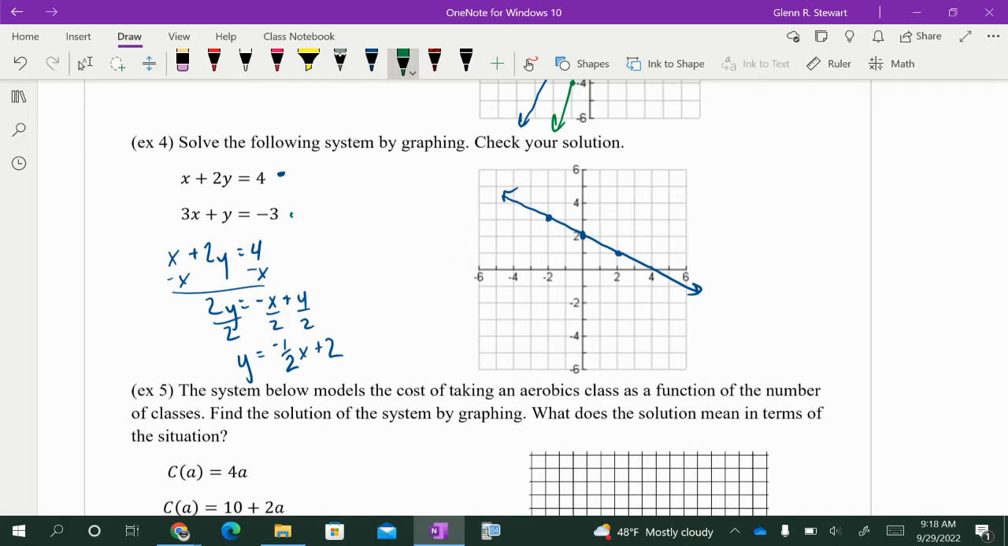And then my next one here, I'm just going to subtract 3x over to the other side. So I'll get y is equal to negative 3x minus 3. And again, I'm going to start down at negative 3. And I want to go either up 3 and left 1 because it's negative, or down 3 and right 1. So if I keep going from this point, up 3 and then left 1, I will find a point where they both intersect.